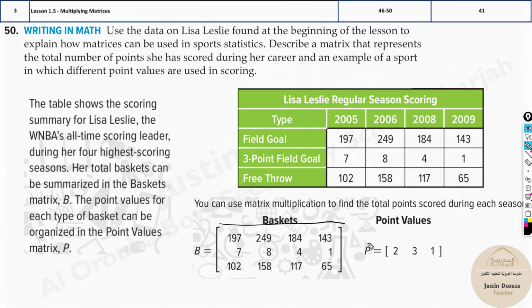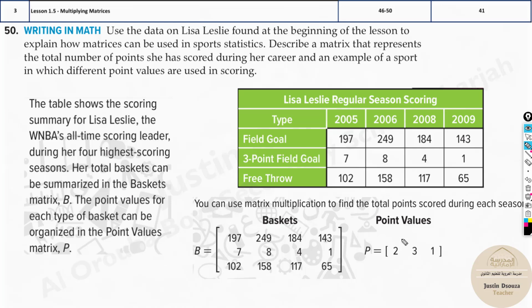If you start multiplying like this, it's just not possible. The dimensions do not match, right? So how would you multiply? You need to take p here. So it'll be 2, 3, and 1. Now you can multiply them.